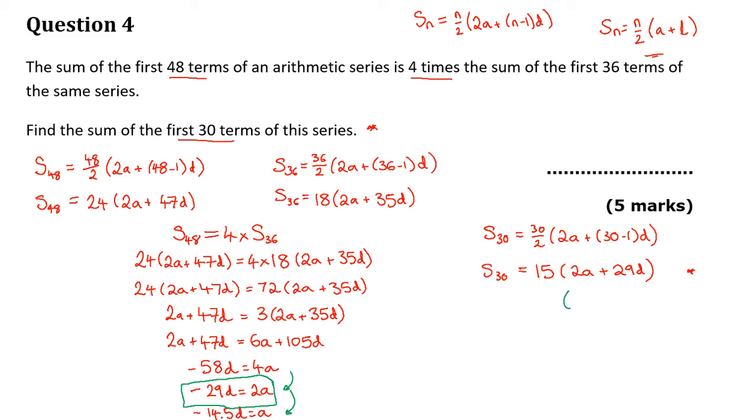And I would get minus 29d plus 29d in that bracket, which is really helpful because then we get the result S of 30 is 15 times 0, which is 0.